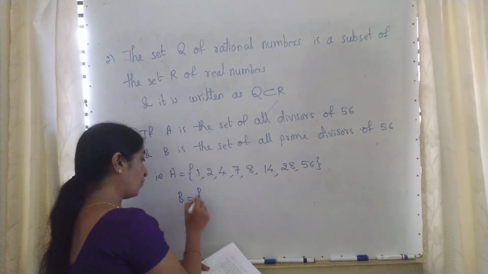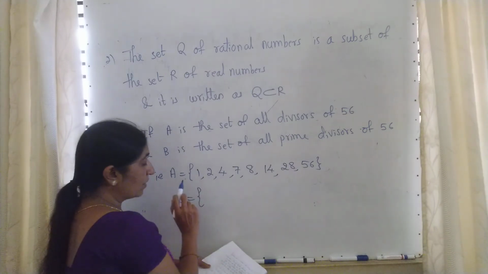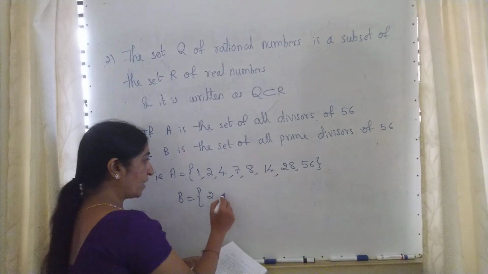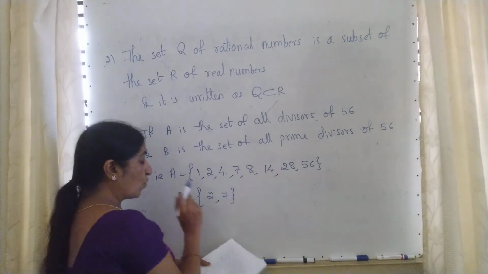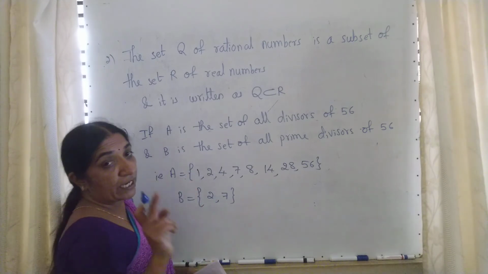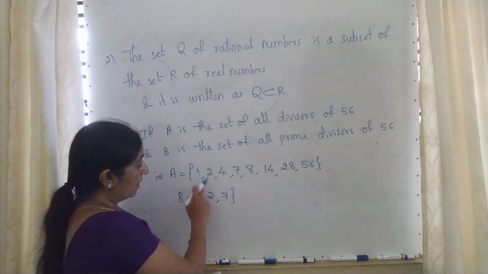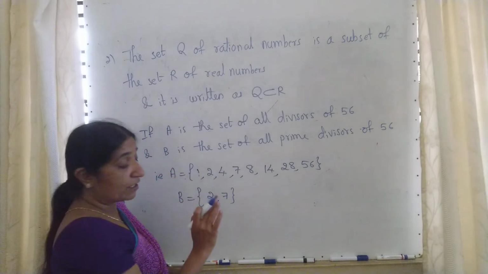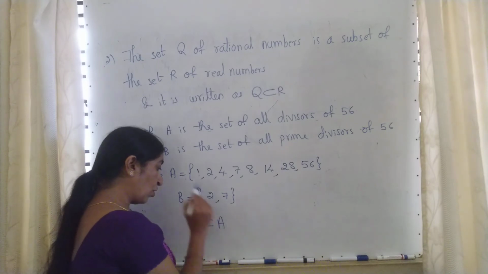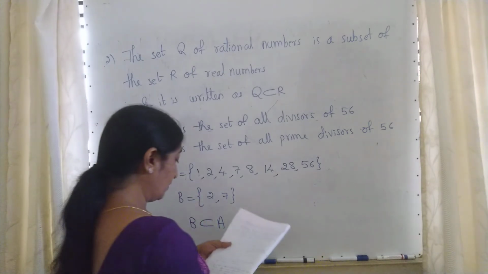And from this, select only the prime numbers. 1 is neither a prime nor a composite. 2 is a prime number and 7 is a prime number. Only 2 and 7. Now compare A and B. Tell me whether A is a subset of B or B is a subset of A. 1 is not there in B, so A is not a subset of B, but B is a subset of A. Is the concept clear? Moving to the next one.